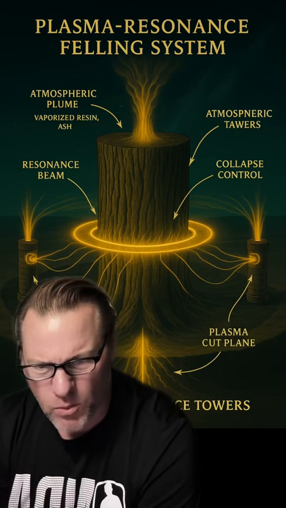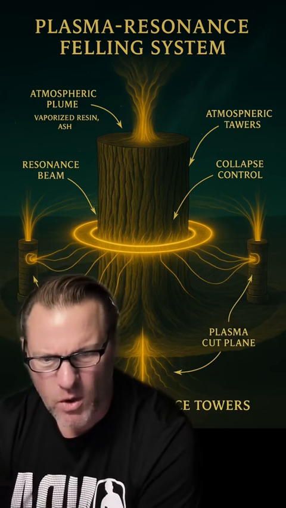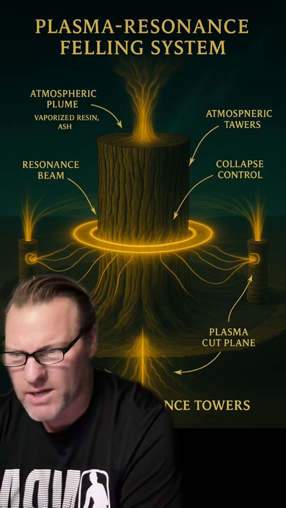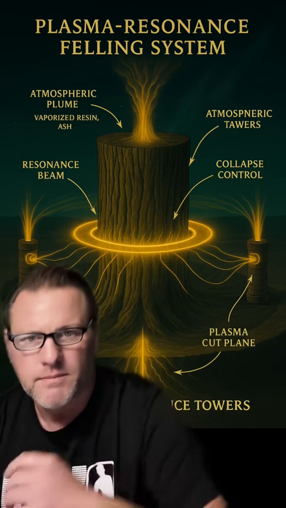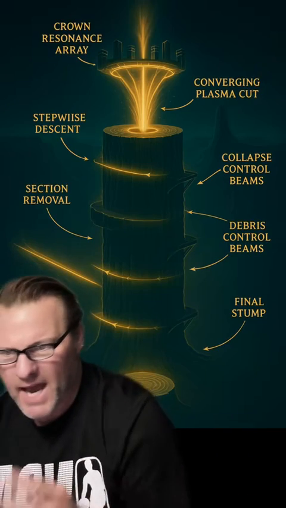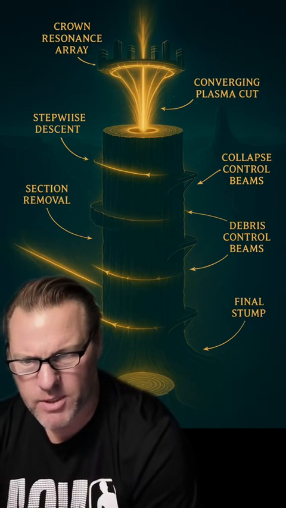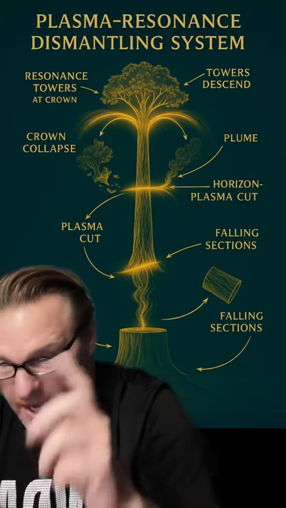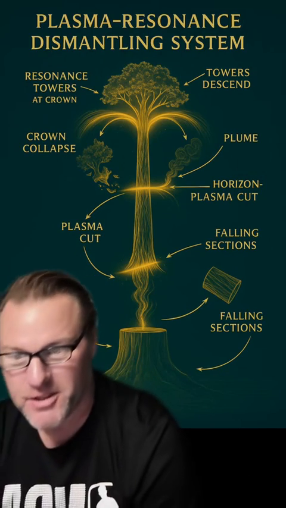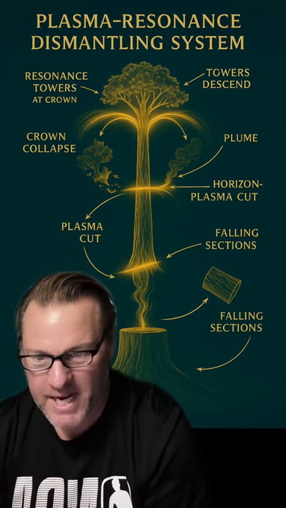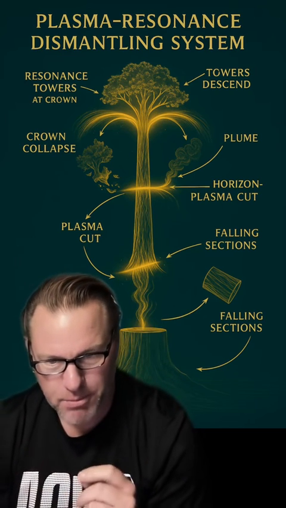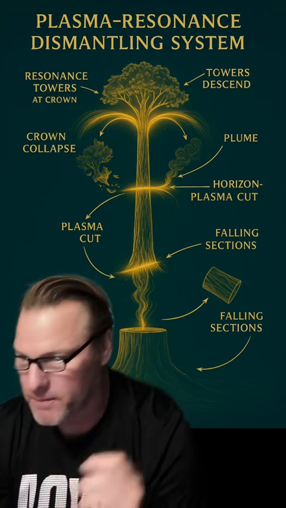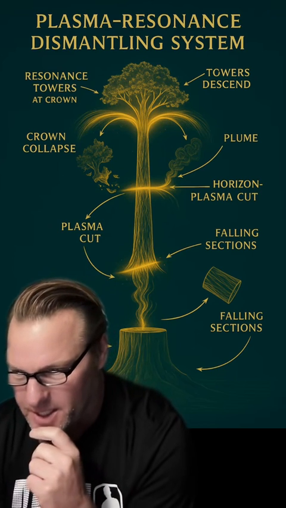What if these weren't felled like timber? What if they were dismantled differently? That's when I shifted to the crown down cut model. The idea of plasma resonance towers cutting them section by section. Canopy first, trunk last. That explains why we never see giant logs, because they were never allowed to fall whole. And still something was missing. So I asked another question.